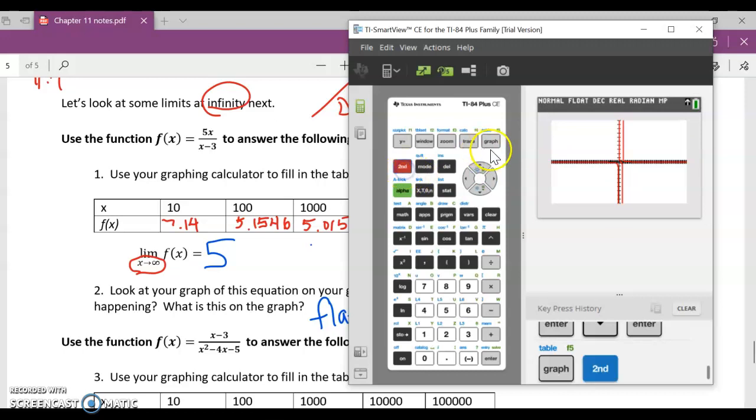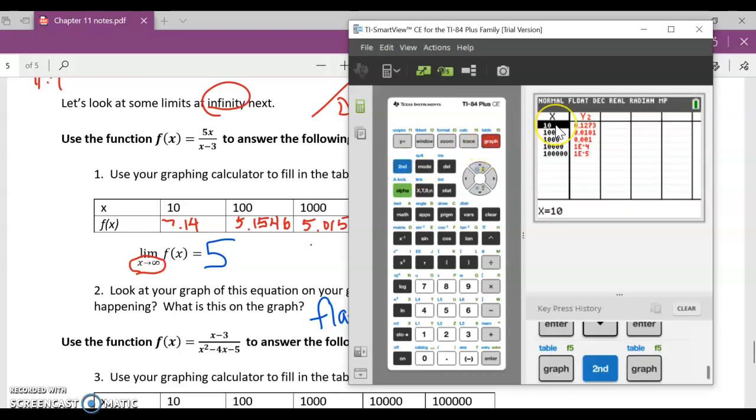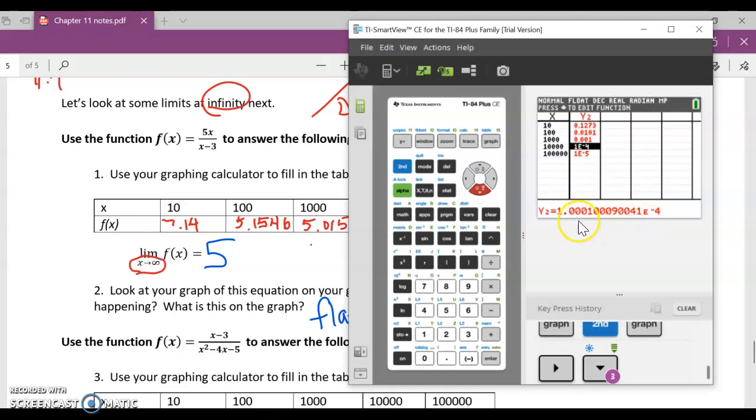If you go to your table, it's already pre-filled for you. We already had the same x values, 10 and 100 and 1,000, etc. So now I can see these y values. Take careful note of this e-4. I've had a lot of WebAssign questions about that. If you go down and scroll over them, it gives you the full decimal. So if WebAssign needs more decimal places, you can just highlight that in your calculator and it'll show you more decimal places.